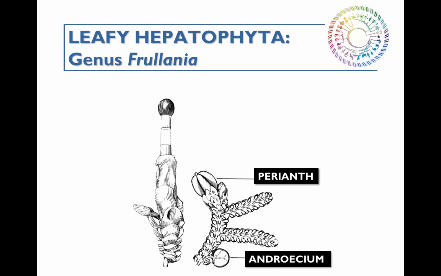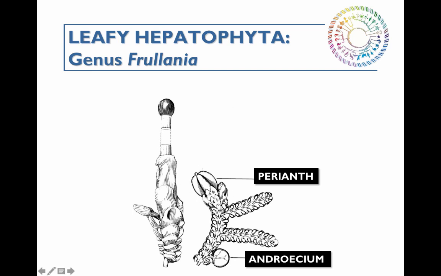This diagram shows two structures labeled here, the perianth and the androecium. Now, both these terms are actually applied to different parts of a flower. So when we're talking about flowering plants later on, we'll encounter these terms again. But the perianth and the androecium, in the context of the leafy Hepatophyta, are leaf-like structures which are wrapping themselves around the antheridia and the archegonia.